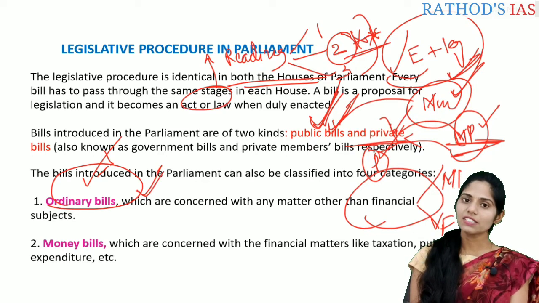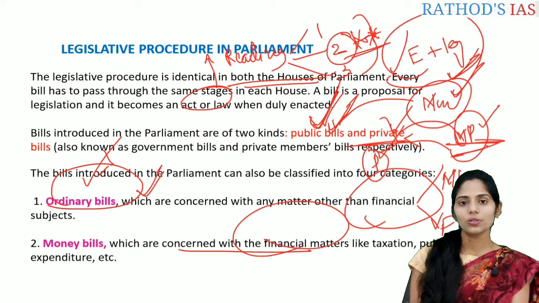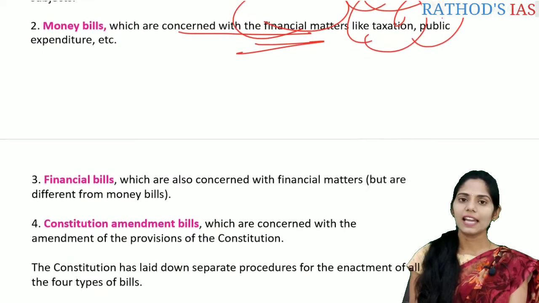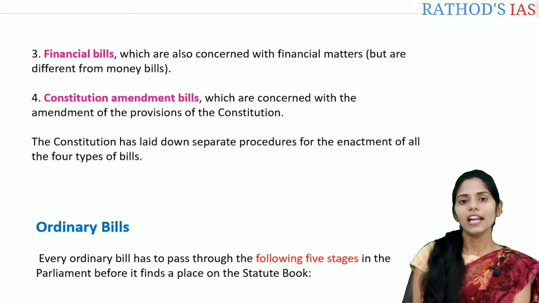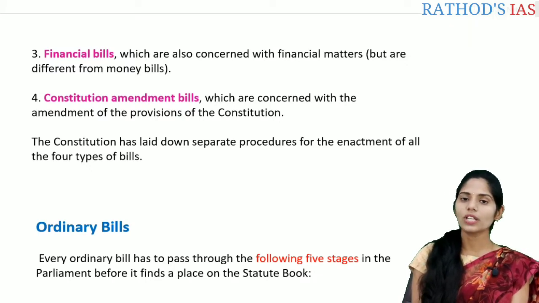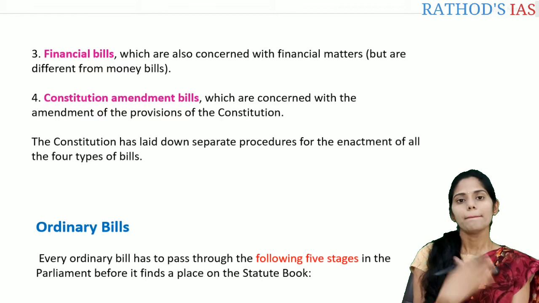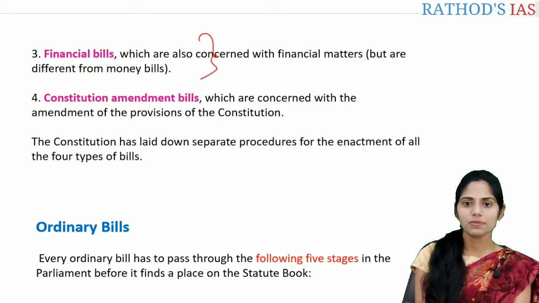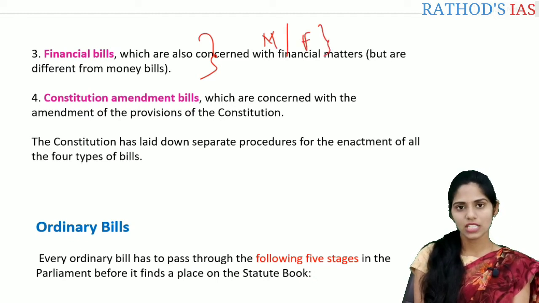Okay. And the next one is money bills. So these money bills are concerned with the financial matters. They include taxation or public expenditure, etc. Okay. So these are relating to the financial matters. And the next type is the financial bills. And these financial bills are also concerned with the financial matter, but they are different from the money bill. We are going to discuss what is the difference between the money bill and the financial bill in the next lecture. Don't worry about that.